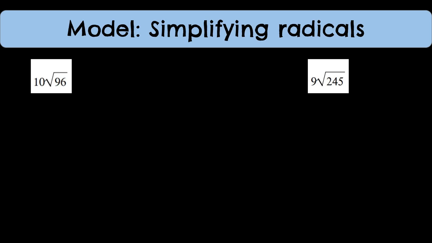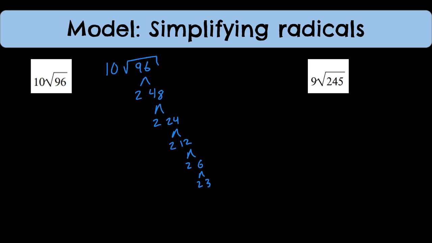Now, hopefully you paused the video and thought about that. What I'm going to do is take this value of 10 times the square root of 96, and just like before, I'm going to break down 96. 96 can be broken down into 2 times 48, and 48 can be broken down a lot into 2 times 24. 24 is 2 times 12. 12 is 2 times 6. 6 is 2 times 3. So there's a lot of factors here.